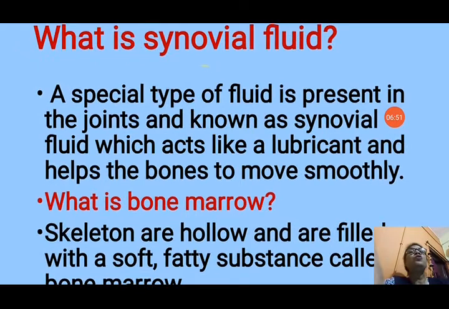Now what is synovial fluid? A special type of fluid is present in the joints, known as synovial fluid, which acts like a lubricant and helps the bones to move smoothly. So when 2 bones are joining with each other, there is a fluid filled in between them to lubricate it. Otherwise the bones will rub with each other and become torn and it will disturb the movement also. So to provide the smooth movement of the bones, there is synovial fluid that acts like a lubricant and makes smooth movement possible.